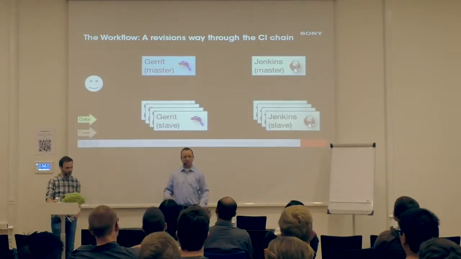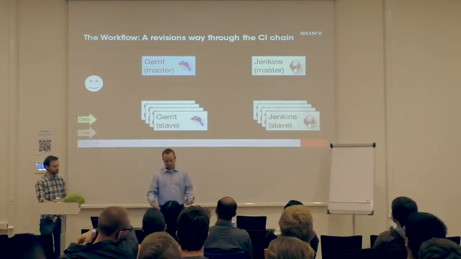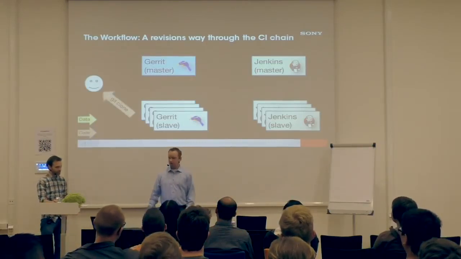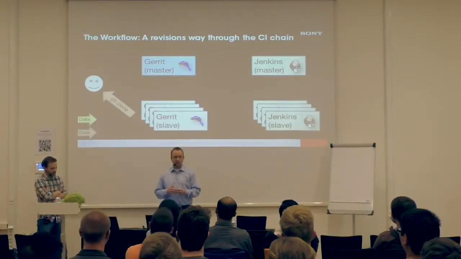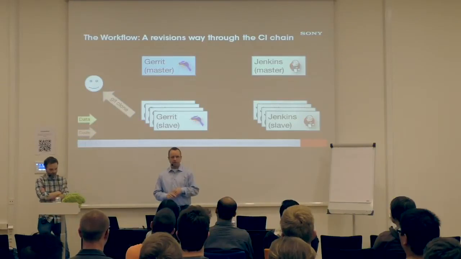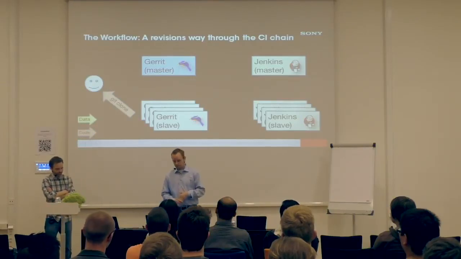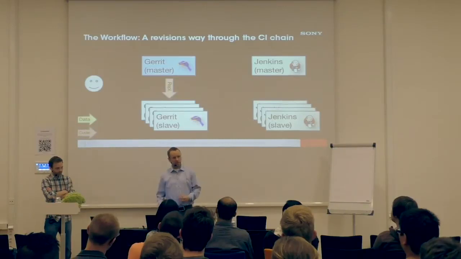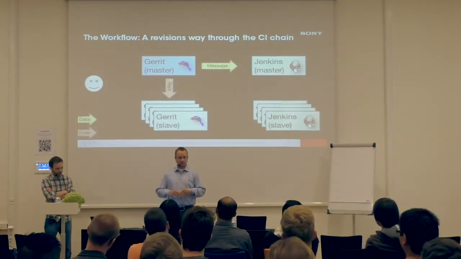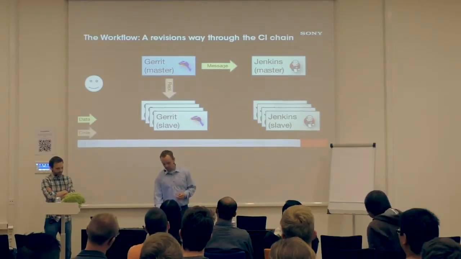So here's another workflow for you. It all starts with the developer downloading code to make changes. He does that from a Gerrit slave. A Gerrit slave is a read-only replica of the Gerrit master, and he uploads a change to Gerrit. What Gerrit does then, it replicates this new piece of code down to the Gerrit slaves and sends a message to Jenkins that there's a new revision in town. Is this something you want to build?